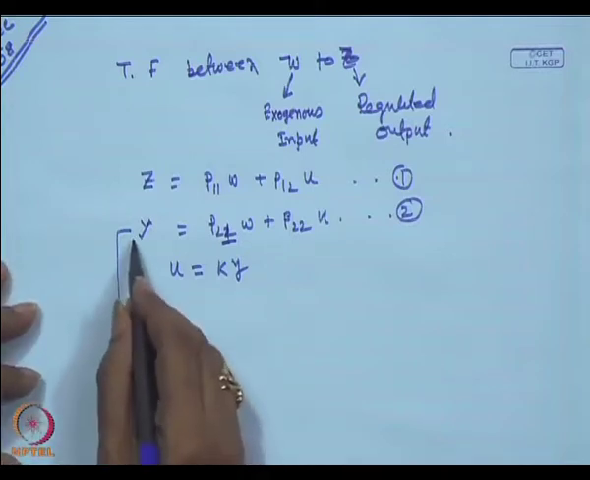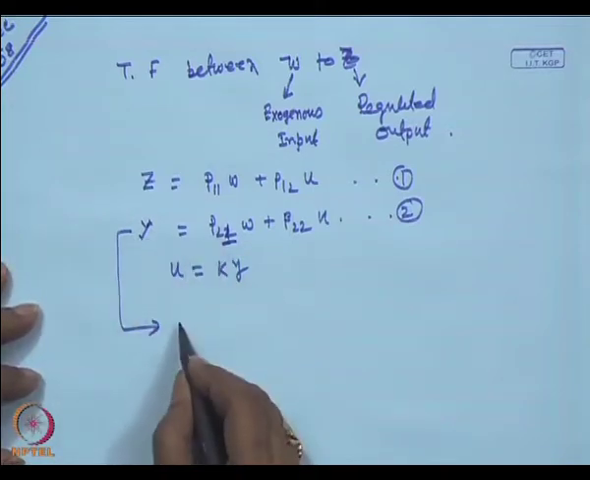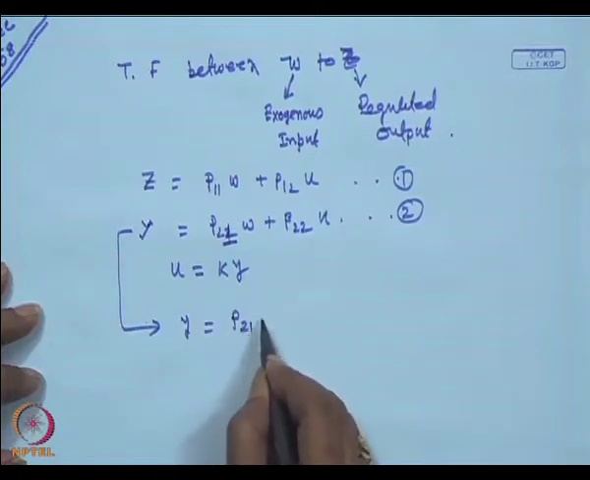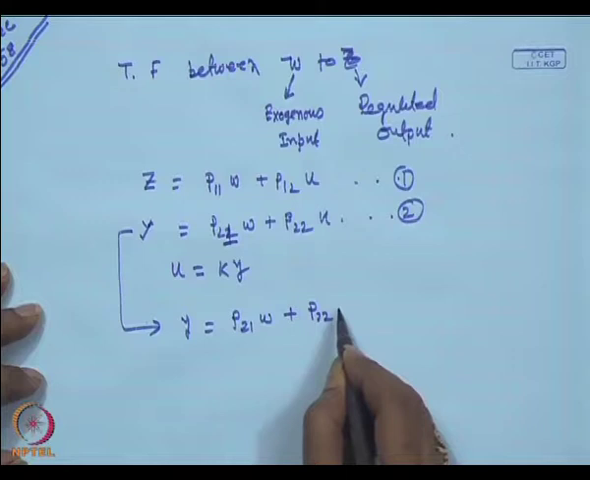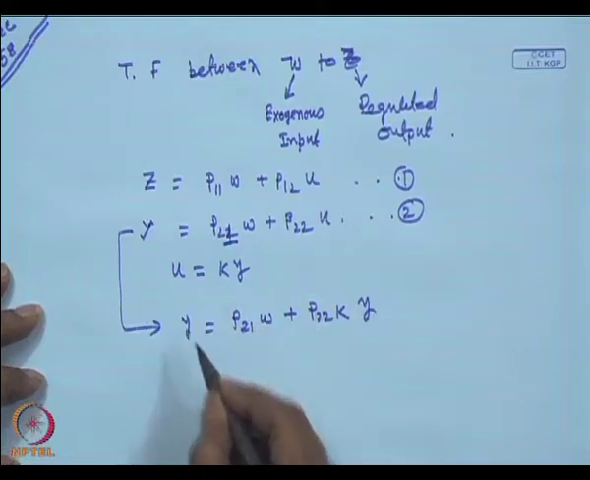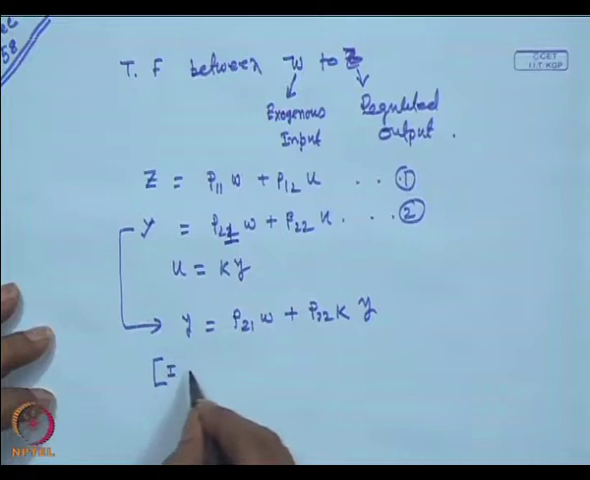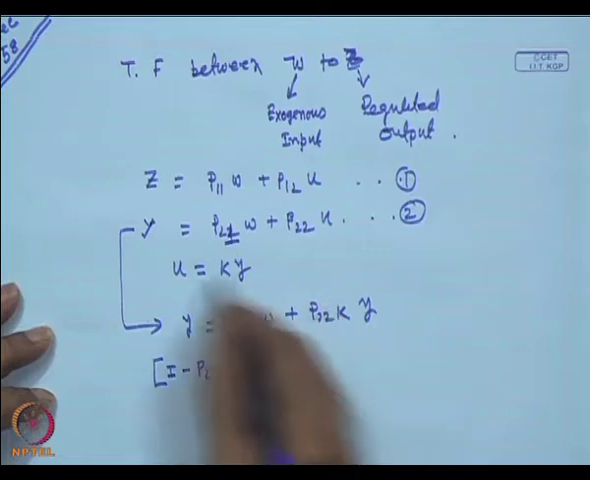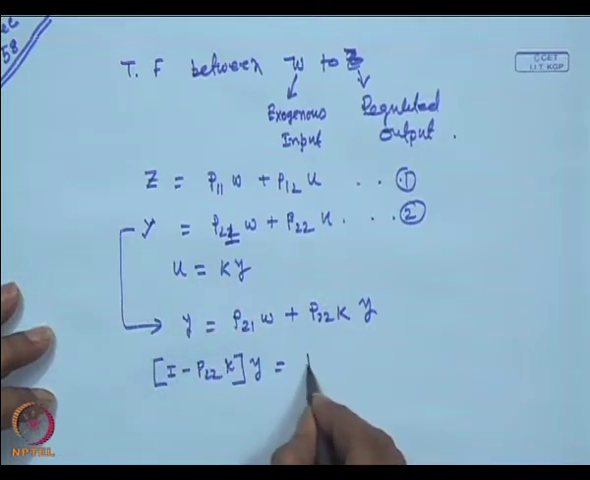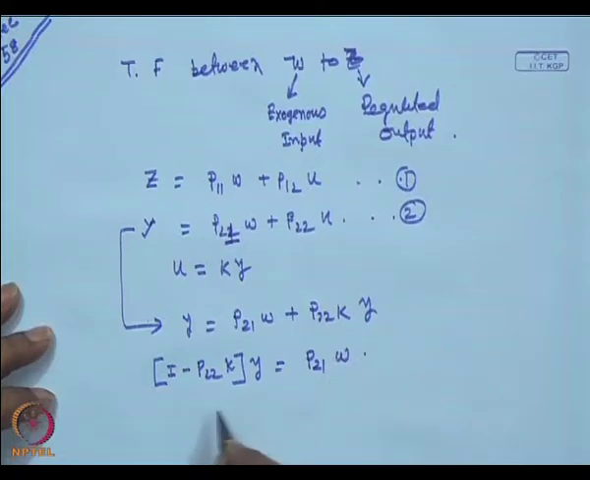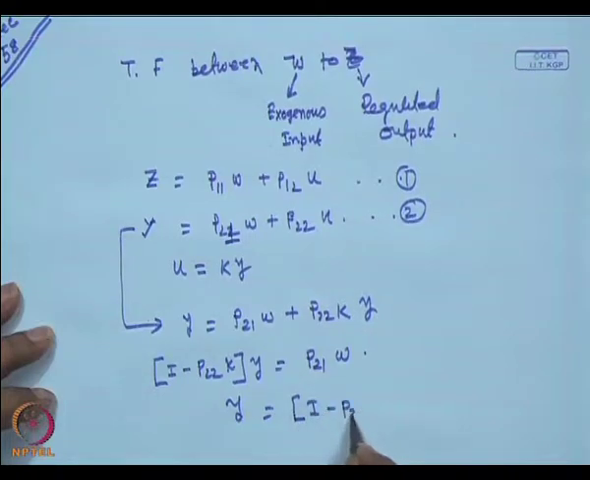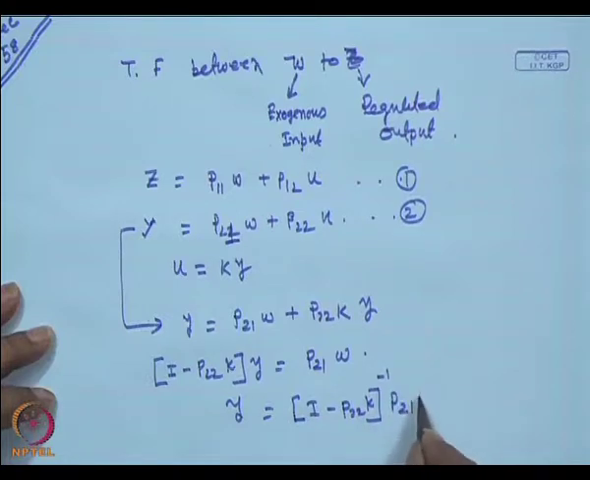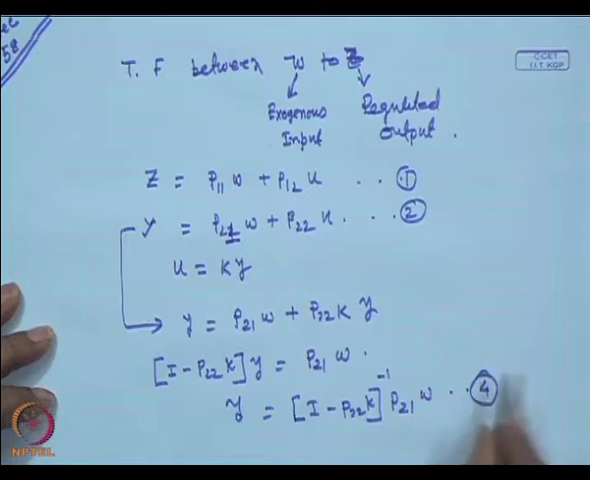You can write Y is equal to P 21 W plus P 22 K Y. If you bring it to that side, it will be I minus P 22 K of Y, equal to P 21 W. Therefore, Y is equal to I minus P 22 K whole inverse P 21 W. Let us call this equation number 4.